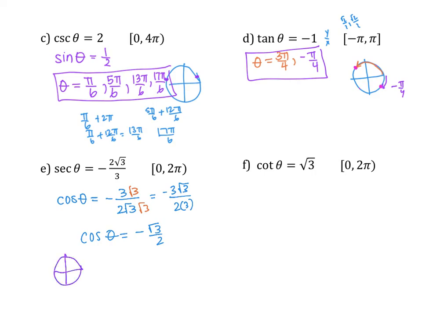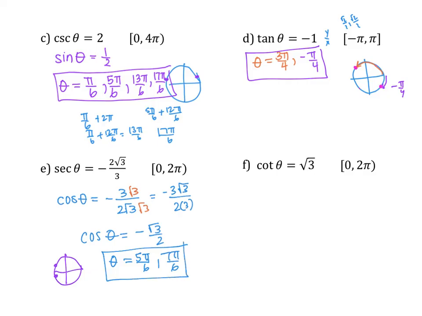Cosine is negative root 3 over 2, so that's got to be x is negative, so here and here. What's my domain? 0 to 2 pi. That's good. That's the nice normal one I'm used to. That's my unit circle domain. So that is 5 pi over 6 and 7 pi over 6.